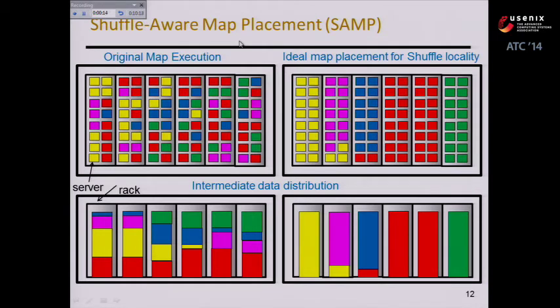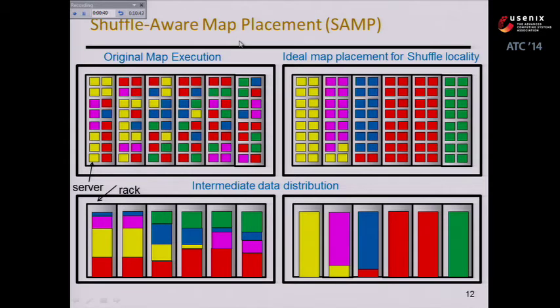On the right side, what we see is an ideal placement for map tasks so that we can have maximum shuffle locality. If we can concentrate all the tasks of one job onto as few racks as possible, we can have maximum shuffle locality. So this is the key insight behind what we can do on the map side.